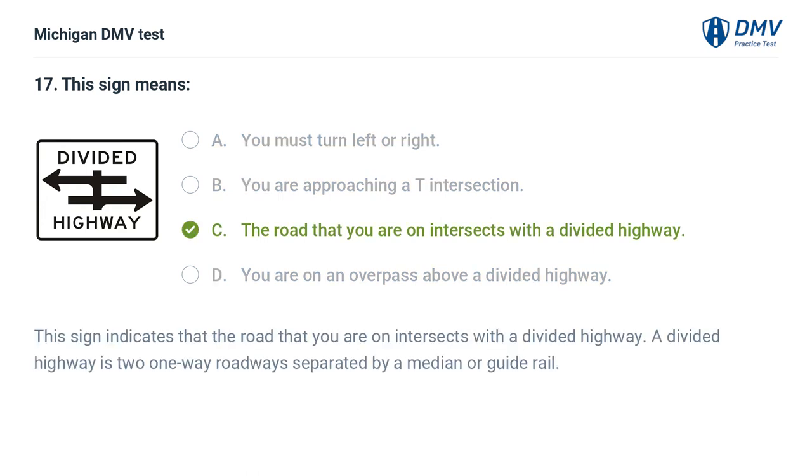C. the road that you are on intersects with a divided highway. This sign indicates that the road that you are on intersects with a divided highway. A divided highway is two one-way roadways separated by a median or guide rail.